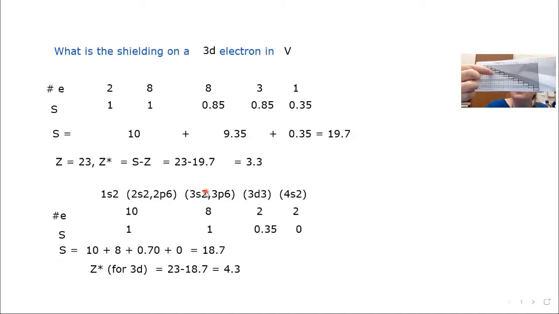Now if the electron in question were the 4s, that would be a different story. It would be this 0.85. That's what we saw up above. But since we're looking at the D electron, it's a value of 1. And then within the 3D, within that same grouping, we have the 0.35.